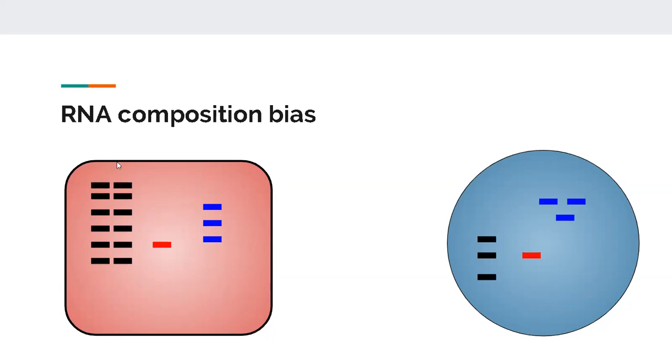And now let's say I tell you that there are 12 reads coming out of gene A, and this is the exact number that you somehow were able to know. And there is one read coming out of gene B, the red gene, and there are three reads coming out of the blue gene.